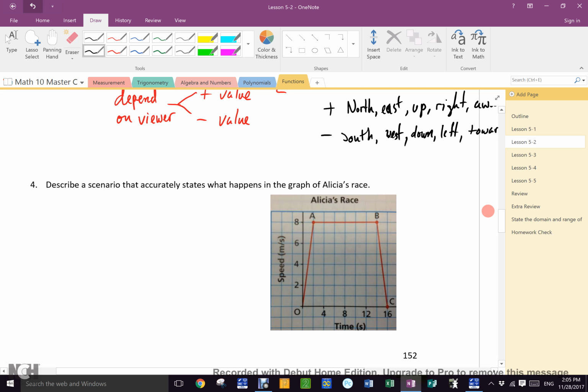Now, look at this question and see if you can do this scenario. Look closely, because you might screw it up.